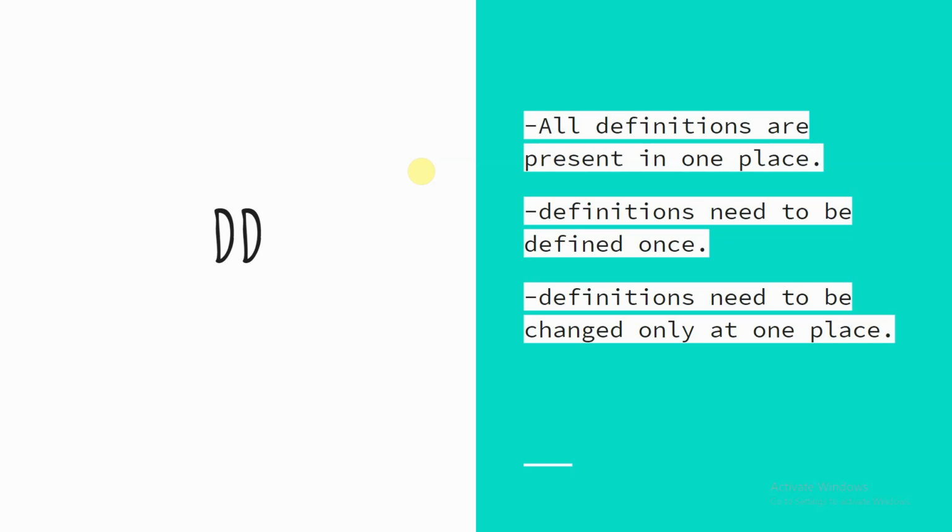Definition needs to be defined once. Because it is stored at one place, in the field difference data dictionary table, the definitions need to be defined at one place. And in other places, when we are going to use that field, we are just using the REFFLD keyword to refer to that field from that data dictionary table. So definitions need to be changed only at one place, which I already covered.